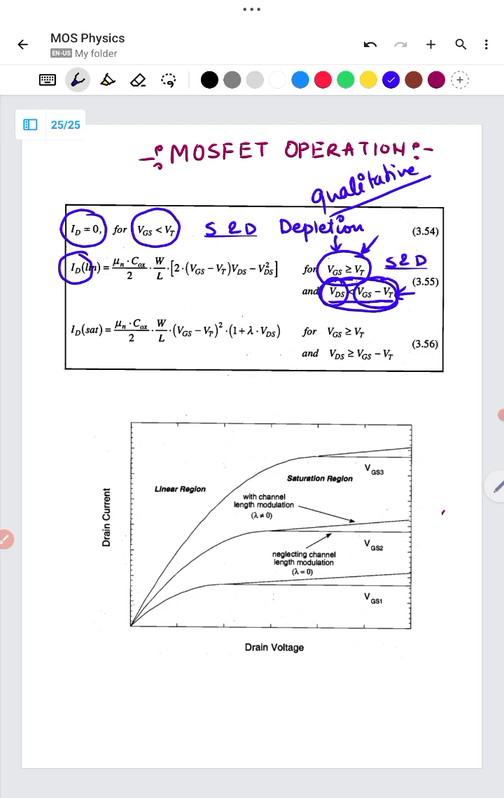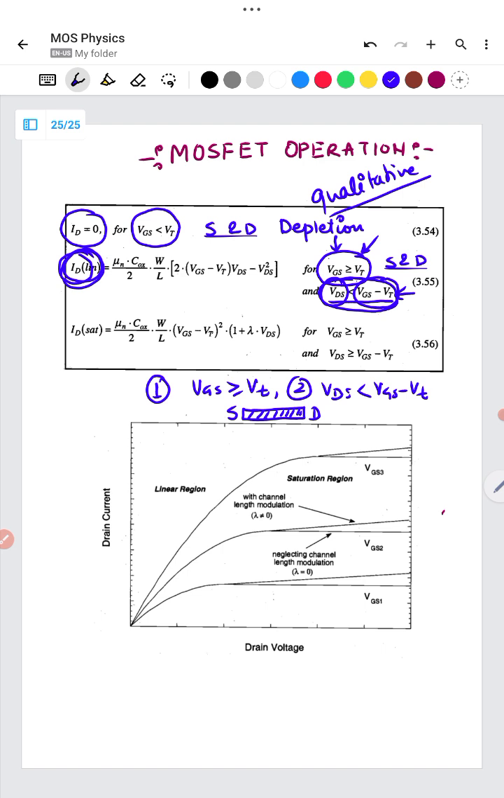And if the channel exists, we call that current a linear current. Okay, so please remember this thing. The channel will only exist when two conditions are met. One, VGS has to be greater than or equal to VT. Number two, VDS has to be less than VGS minus VT. If these two conditions are met, there would be a channel between source and drain, and the current flowing at that time will be known as ID linear.